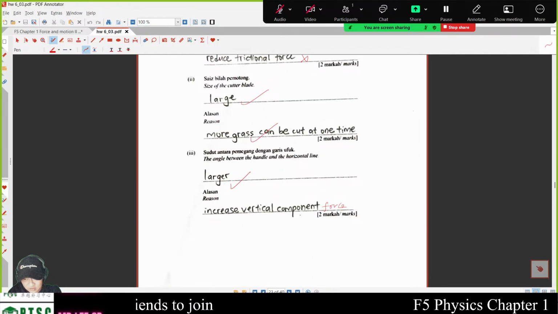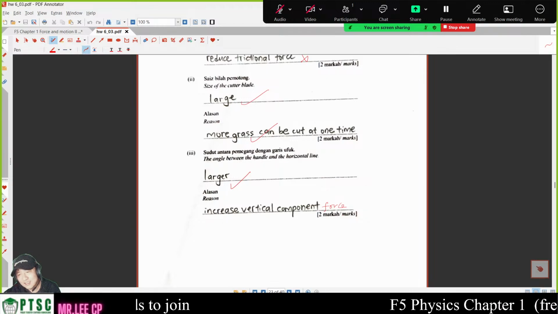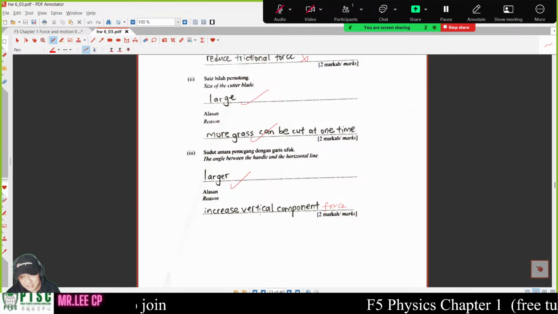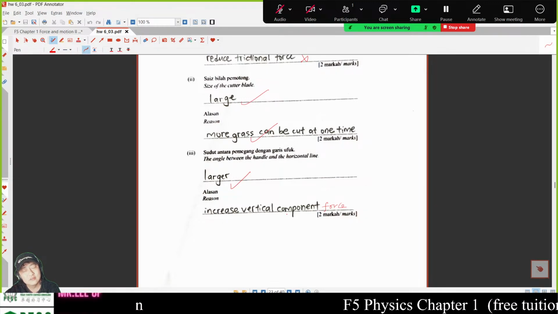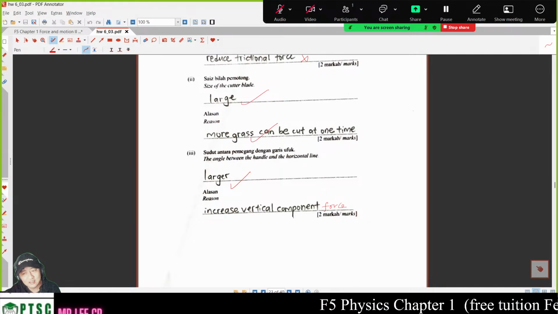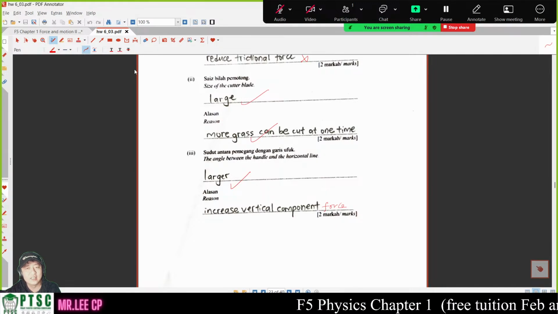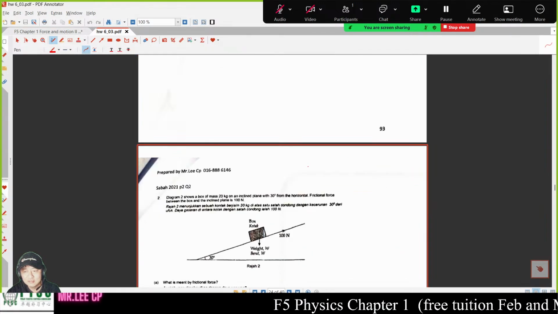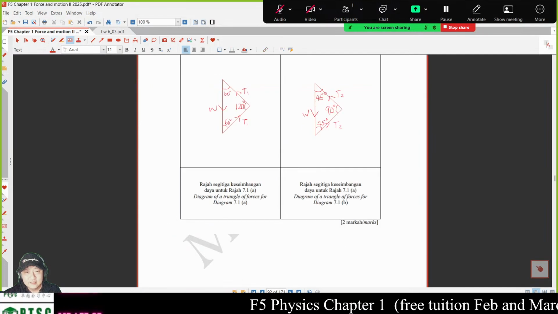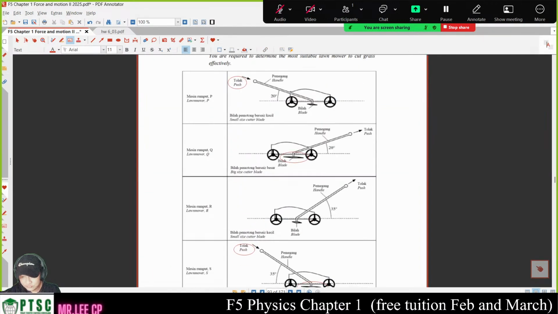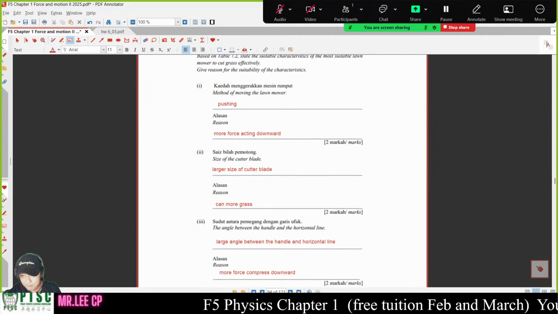Increase vertical component, what? Okay. This one is like something hanging. Increase the vertical force. Increase the vertical component force. All right. You have to write it completely. Okay.